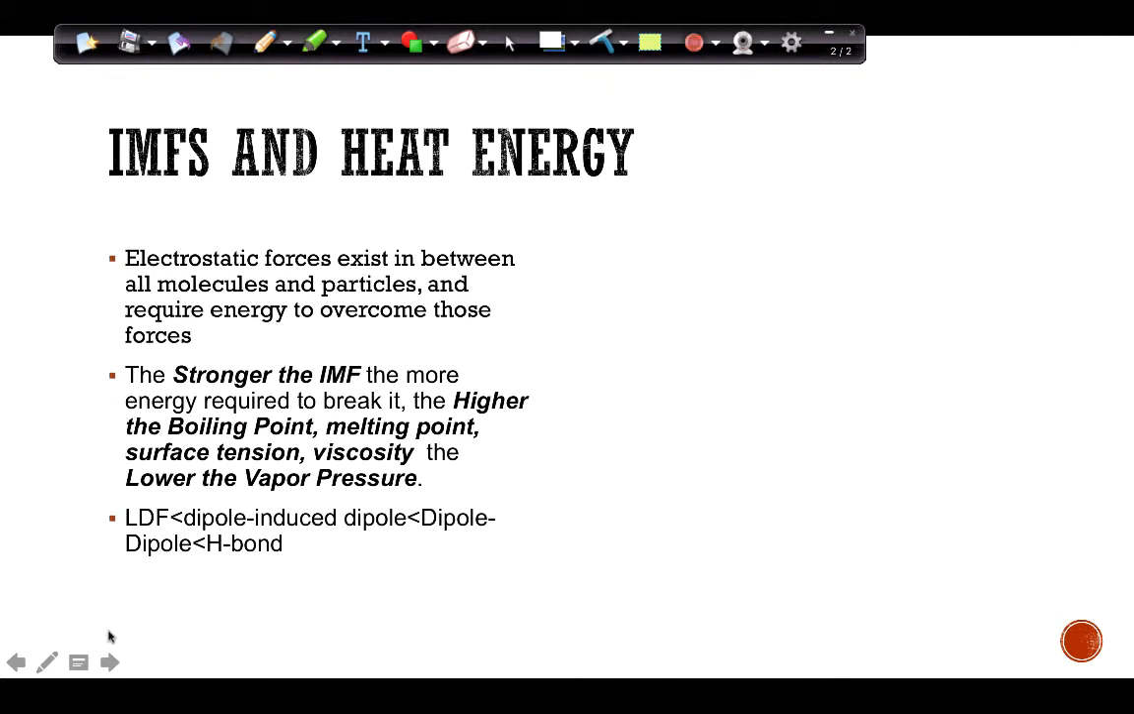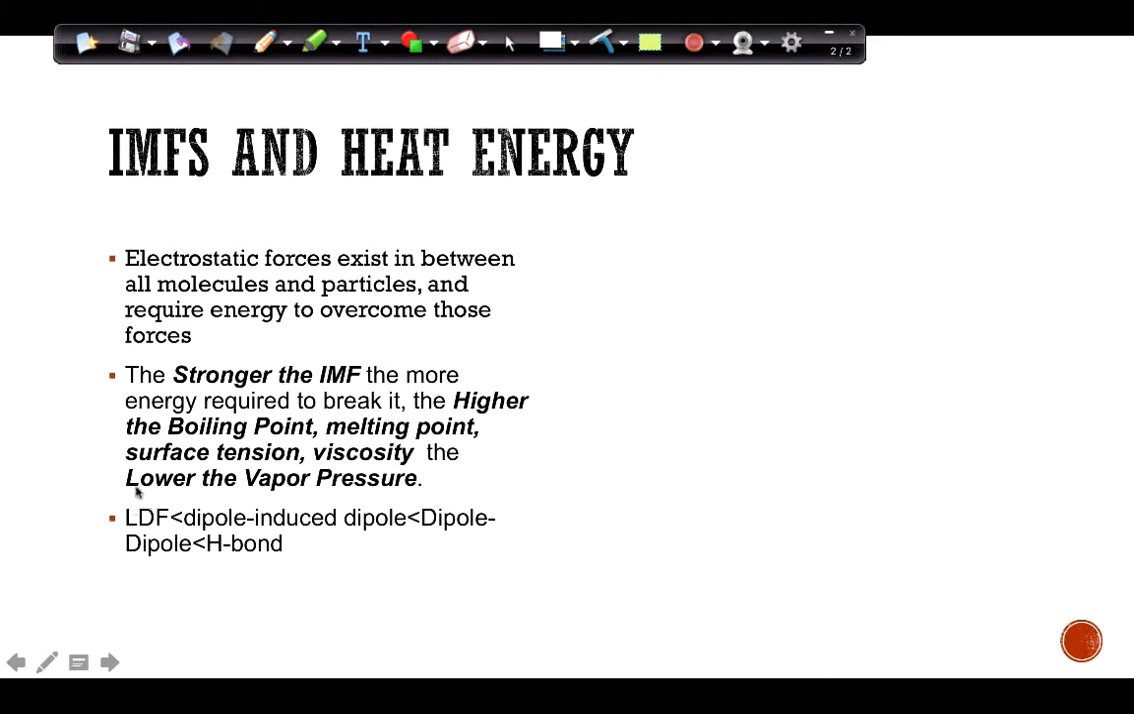All right, so when we talk about IMFs and heat energy, you have to remember that in between your molecules you have electrostatic forces, which attract those molecules together. So it's going to require energy to pull those things apart. So you can heat it up to pull those things apart. The stronger the IMF, the more energy required to break that bond. So the higher the boiling point, melting point, surface tension, viscosity, and the lower the vapor pressure.